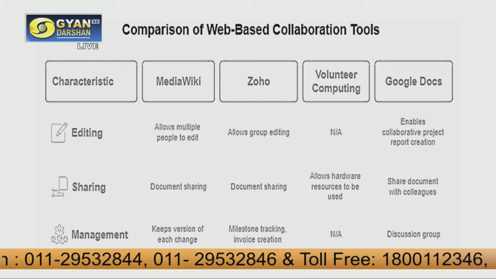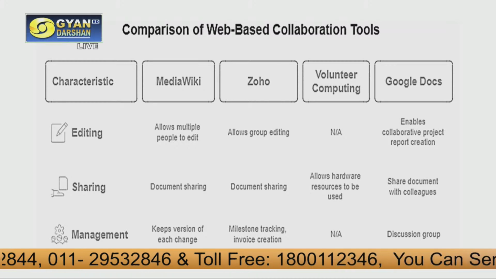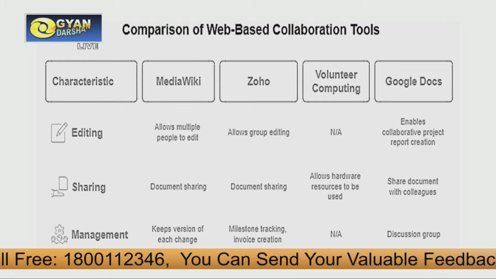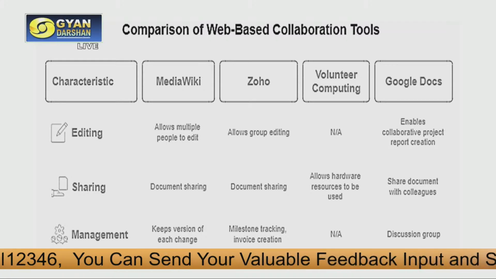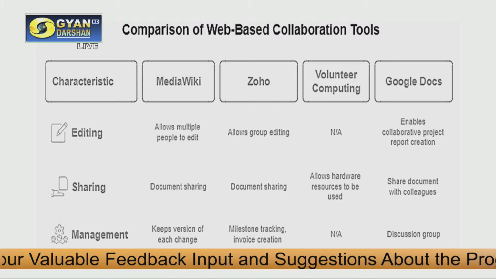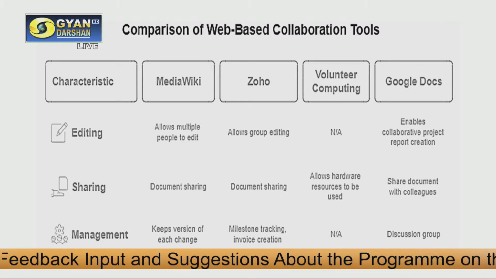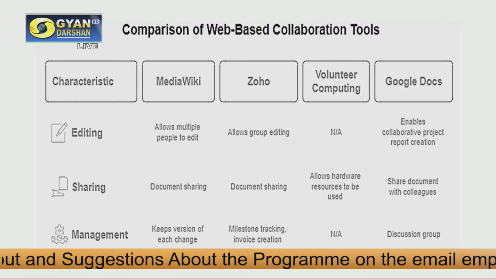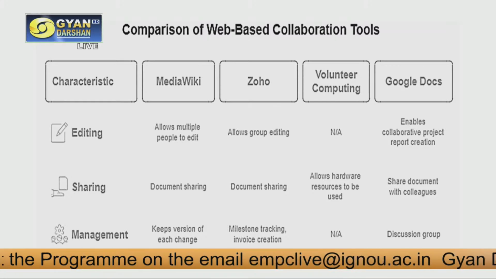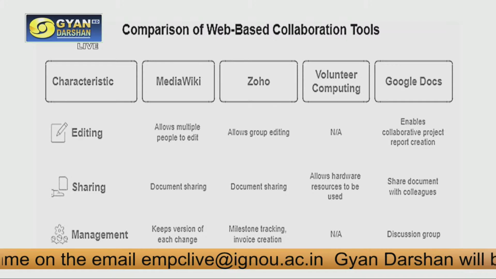And so far as the brief comparison between the tools MediaWiki, Zoho, volunteer computing, and Google Docs, it has been identified on the parameters of editing, sharing, and management that Google Docs is actually more versatile in comparison to MediaWiki, Zoho, and volunteer computing. Many things are not available in the rest of the three, that is MediaWiki, Zoho, and volunteer computing.